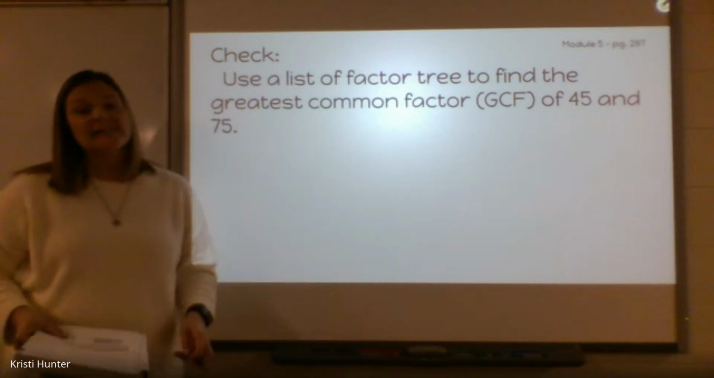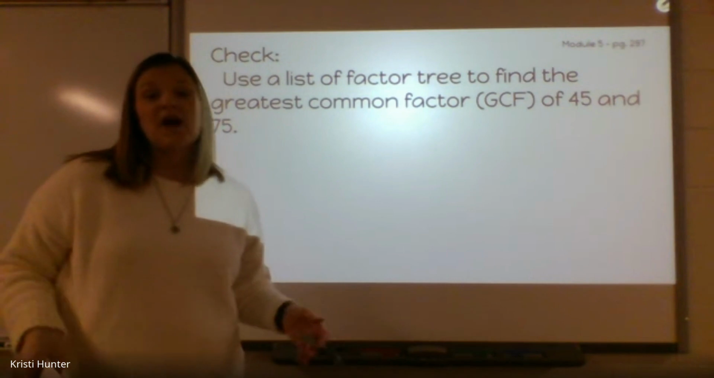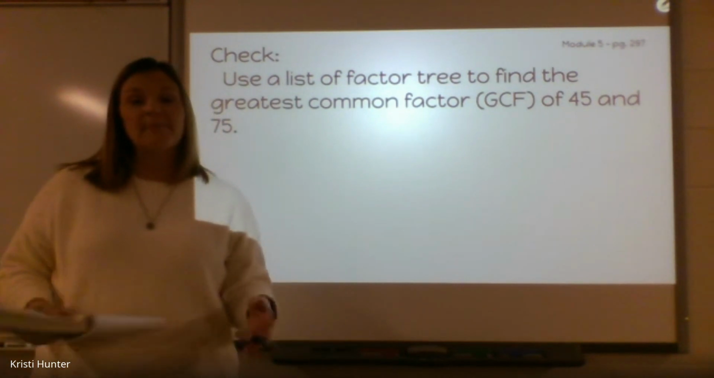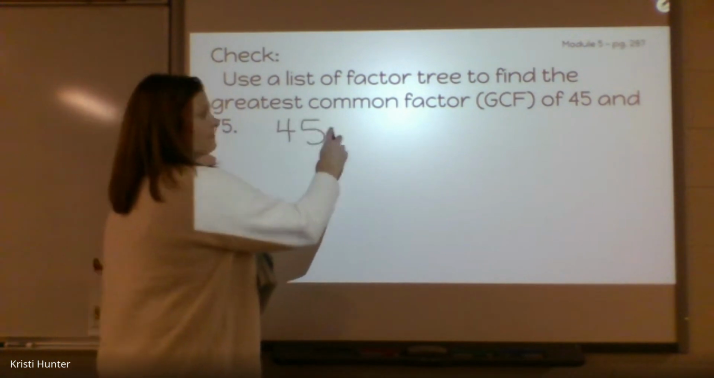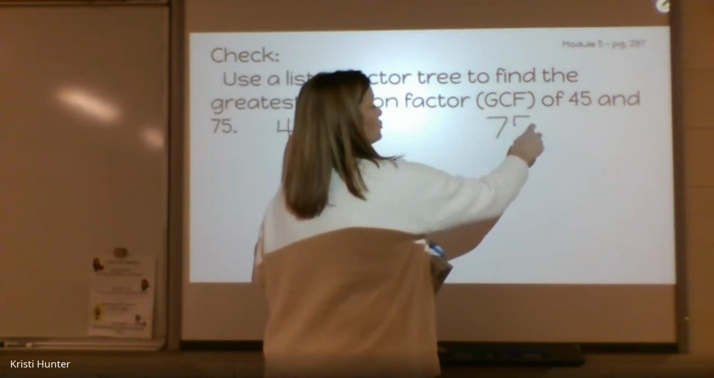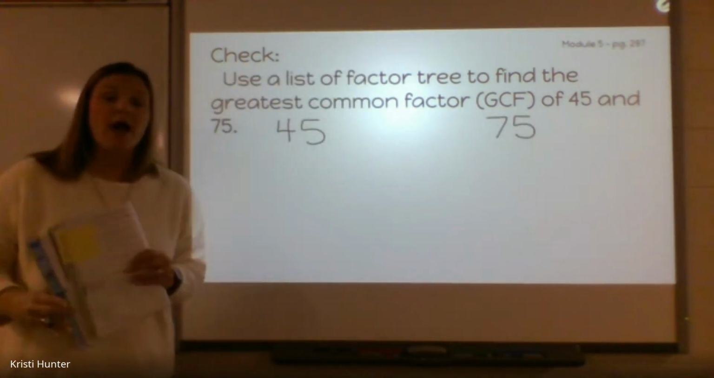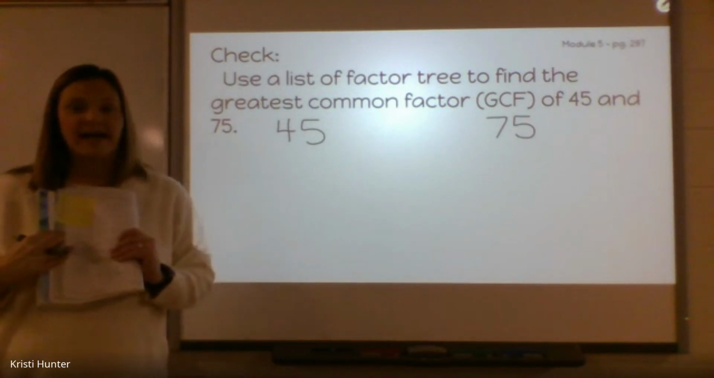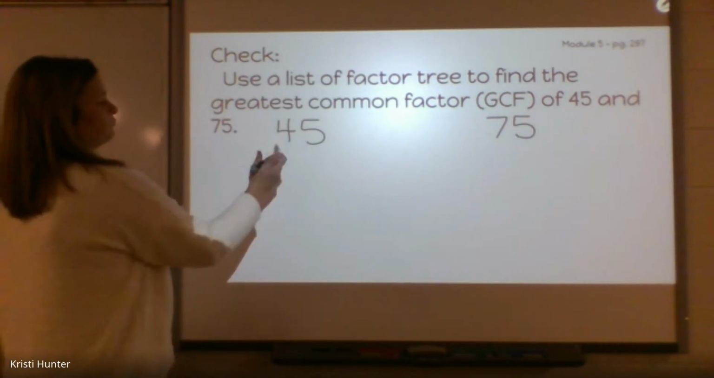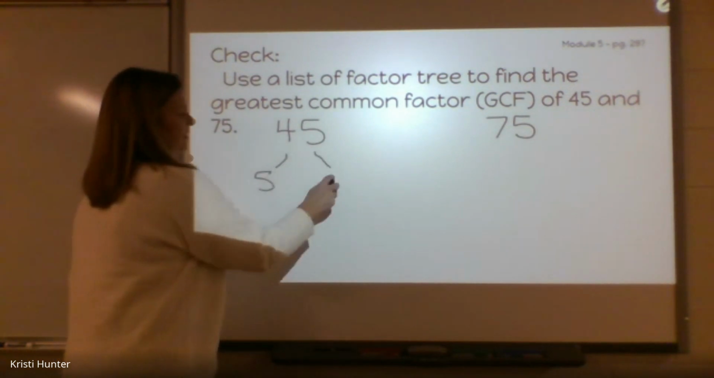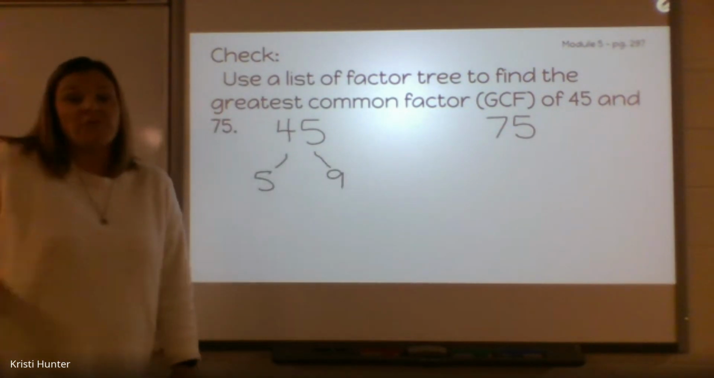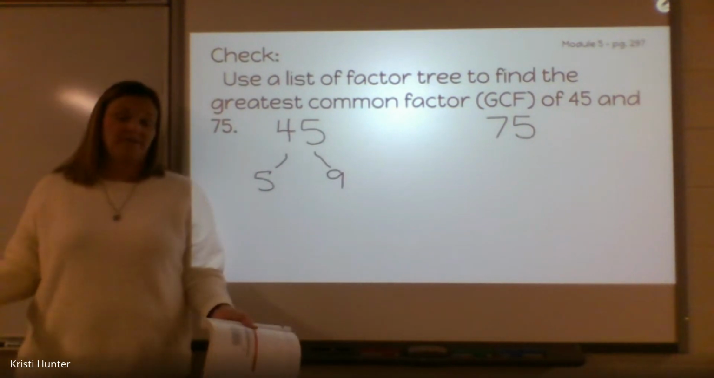So now that you've had time to discuss, let's talk about what you and your partner came up with. So 45 and 75 were my 2 numbers that I'm trying to find this greatest common factor of. So when I look at 45, the first fact that pops into my head is 5 times 9. I know 5 times 9 gives me 45.